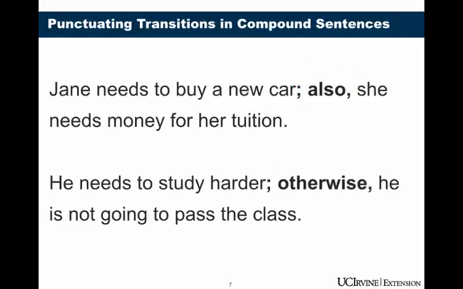Look at the next one. He needs to study harder; otherwise, he is not going to pass the class. We used otherwise to join these two sentences, and we put the semicolon in front and the comma after. So remember that list of transition words that you can use like this. You'll punctuate them all the same with a semicolon in front of the transition and a comma after the transition.